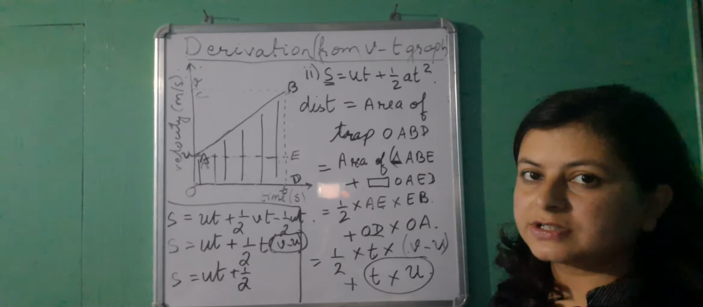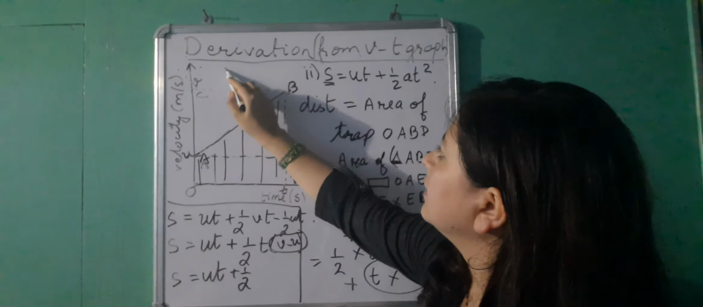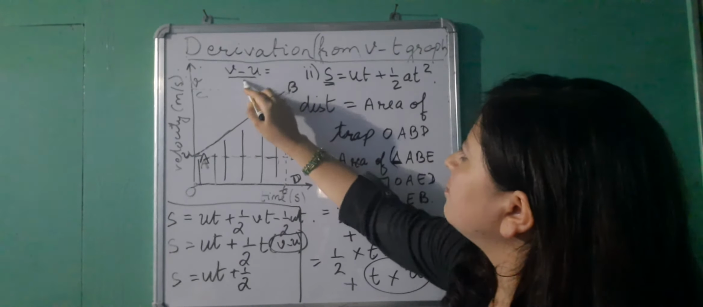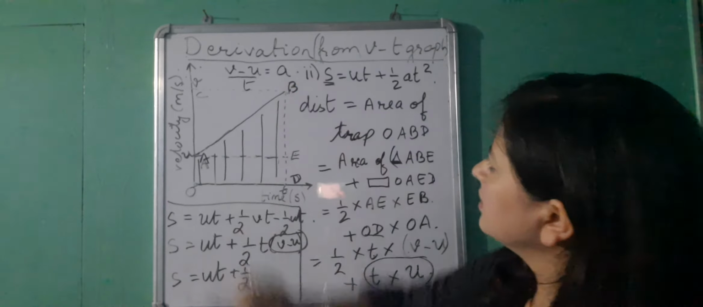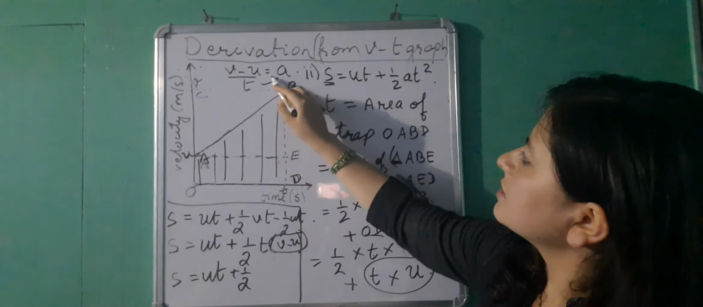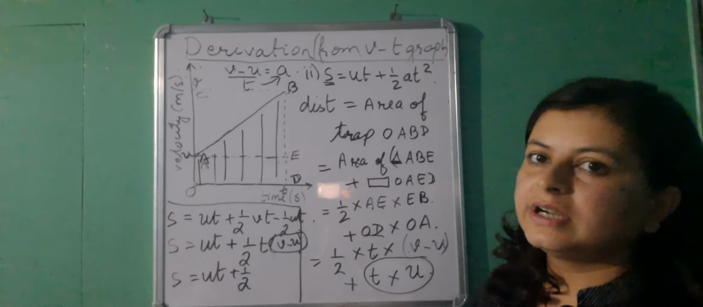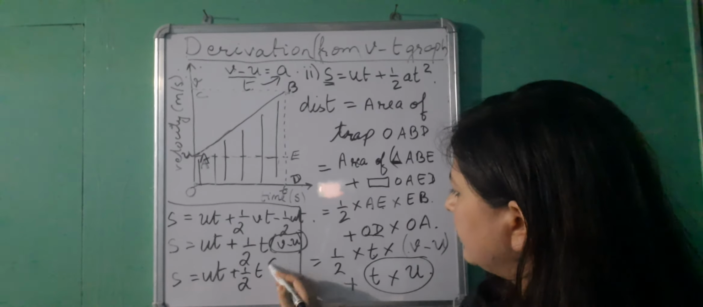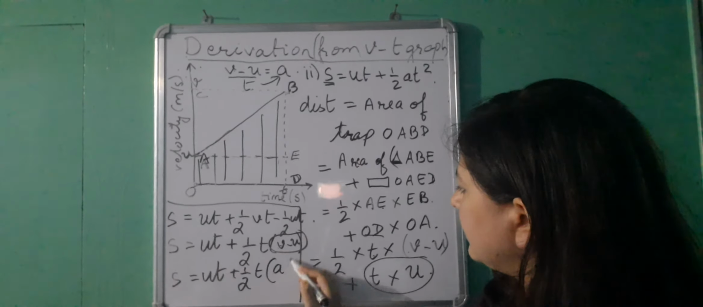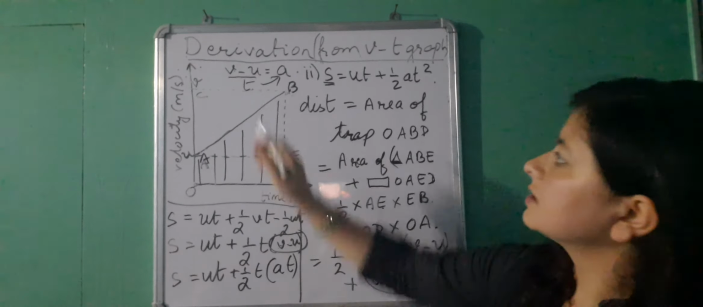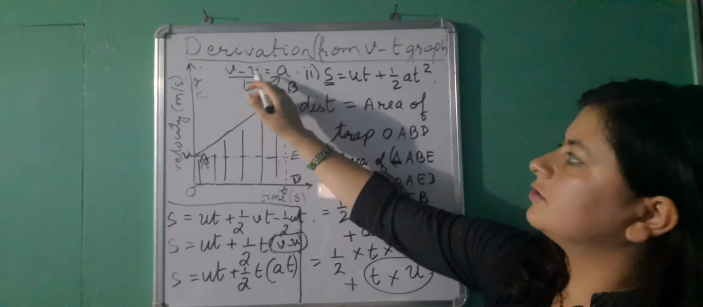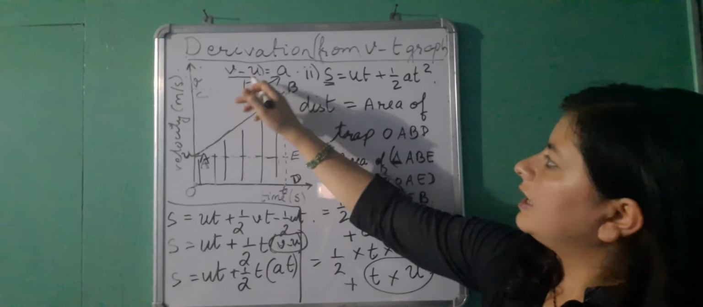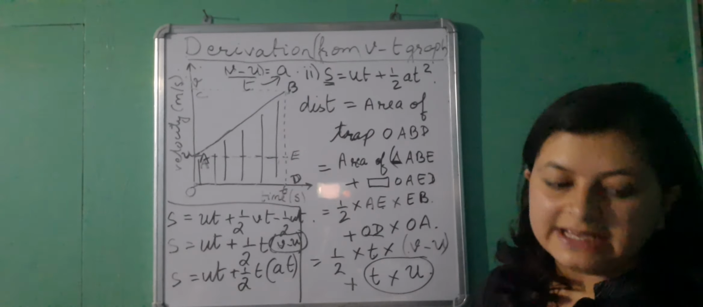From the first equation, V minus U by T is equal to acceleration. So V minus U, if you just cross multiply, will be acceleration into time. T is already here, and V minus U is again A into T. Because from the formula acceleration is equal to V minus U by T, if you cross multiply, you will get the value of V minus U to be A multiplied by T.